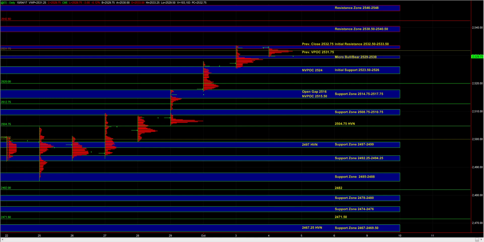Hey, good morning. Let's go over today's trade plan. So in the overnight session, the market has been balancing in a narrow range. We know that the intermediate and bigger picture bias continue to be bullish.